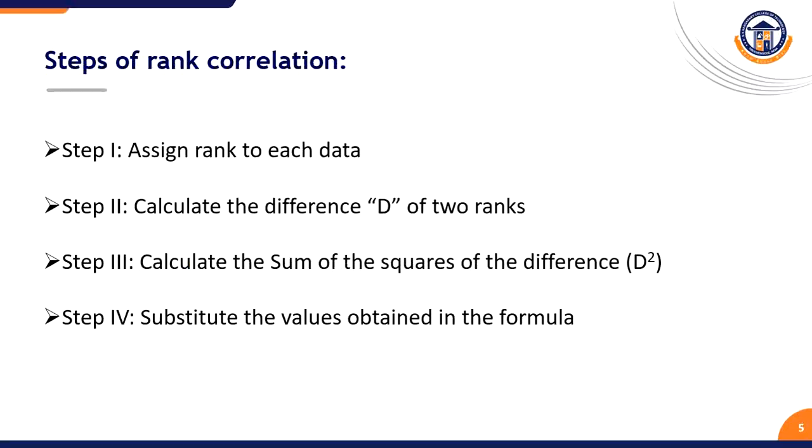Next, we see the steps of rank correlation. The very first step, assign the rank to each data, since sometimes ranks are not given directly. Step 2, calculate the difference D of the two ranks. Step 3, calculate the sum of the squares of the differences. Step 4, substitute the values obtained in the formula.